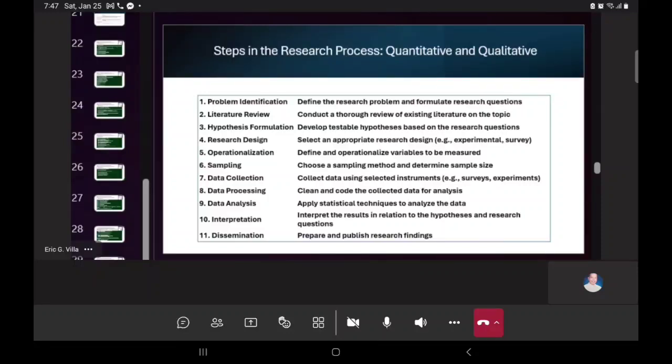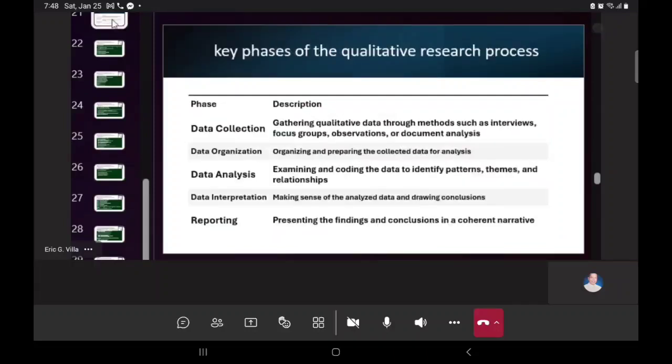And this systematic approach ensures that quantitative research is conducted rigorously, producing reliable and valid results that can be generalized to broader populations. Remember that each step builds upon the previous one, creating a logical flow from the initial research questions to the final conclusions and implications of the study. We have the key phases of the qualitative research process.